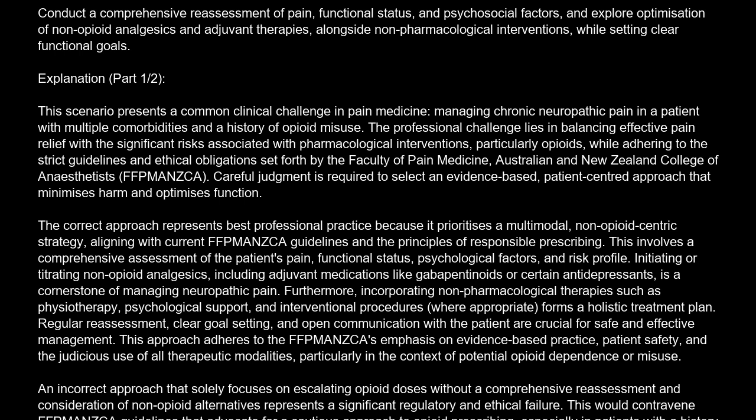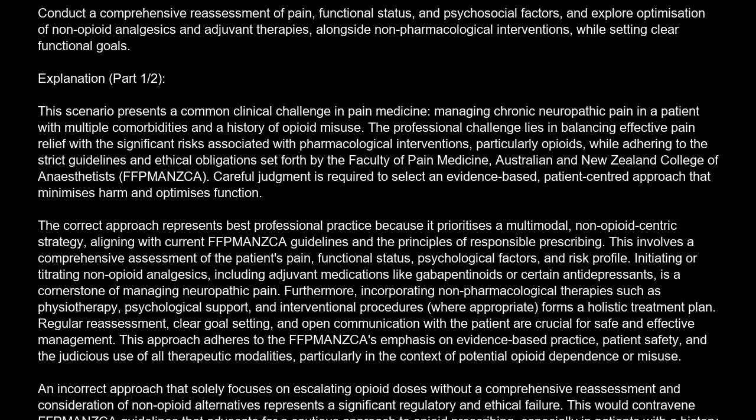Careful judgment is required to select an evidence-based, patient-centered approach that minimizes harm and optimizes function. The correct approach represents best professional practice because it prioritizes a multimodal, non-opioid-centric strategy, aligning with current FFP-Manska guidelines and the principles of responsible prescribing. This involves a comprehensive assessment of the patient's pain, functional status, psychological factors, and risk profile.